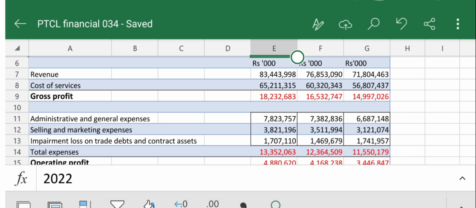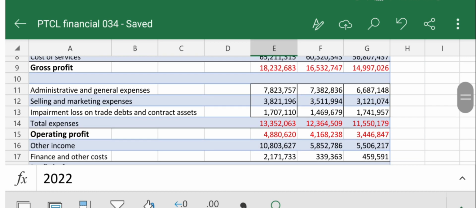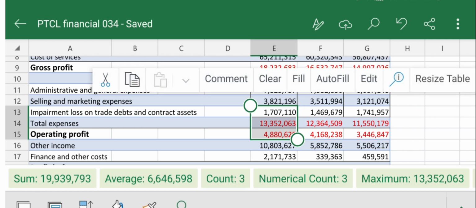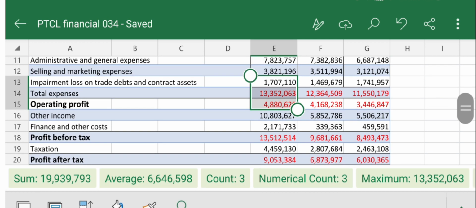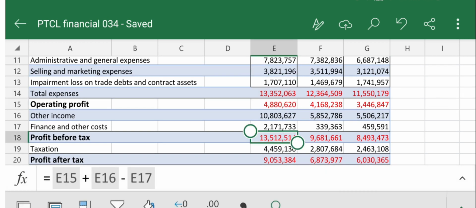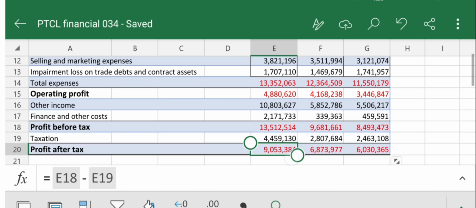Similarly, in 2022, we have a revenue of 83 billion and something, then we minus the cost of service, then we have a gross profit, then minus the total expenses, then we have an operating profit, and then add the other income and less the finance cost, then we have a profit before tax, and less the tax, we have a net income that is 9 billion something.